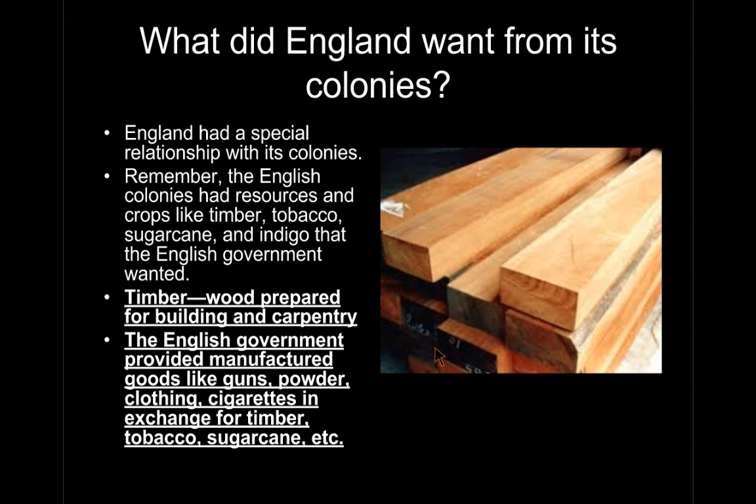In turn, the English government provided manufactured goods like guns, powder, clothing, cigarettes in exchange for timber, tobacco, sugarcane, and other natural resources. So another example of the relationship would be the colonies growing tobacco to sell to England, who buys the tobacco, turns around, makes cigarettes from the tobacco, and sends them back to the colonies. As you can see, these last two bullet points are bolded and underlined, so you do need to have those in your notes page.